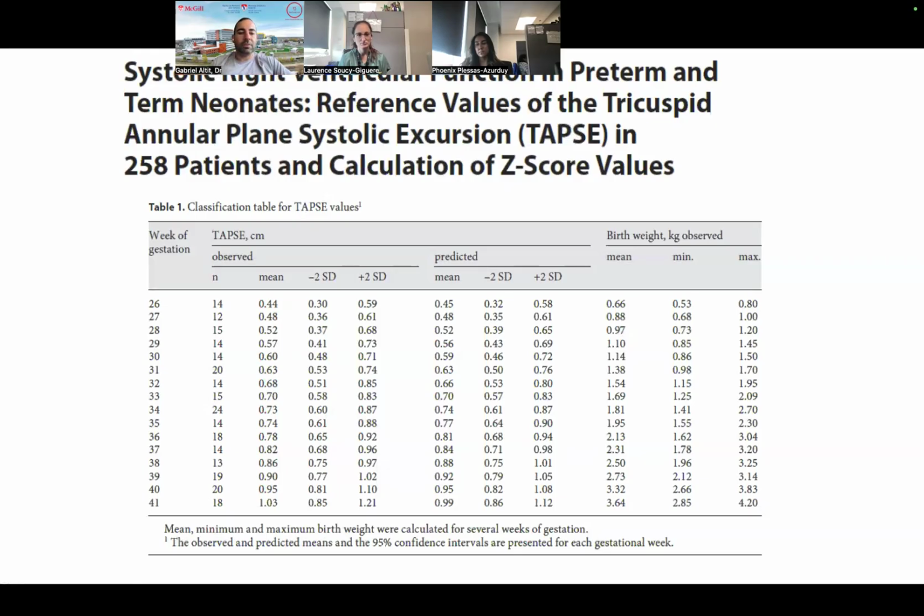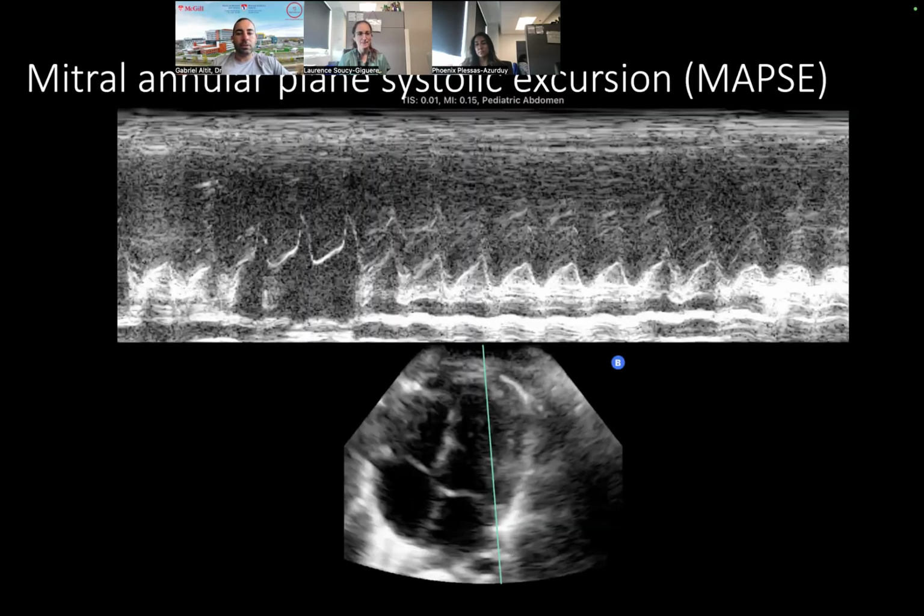And so these are the normative values that I discussed, the TAPSE Z-score calculator. And just to mention that the MAPSE has also been described. This is something we sometimes do for our research project, as you can see, because it's kind of an easy measurement to obtain. It's obtained the same way.